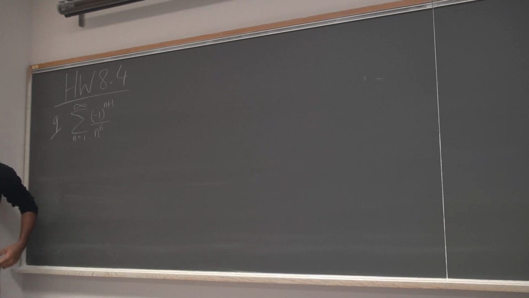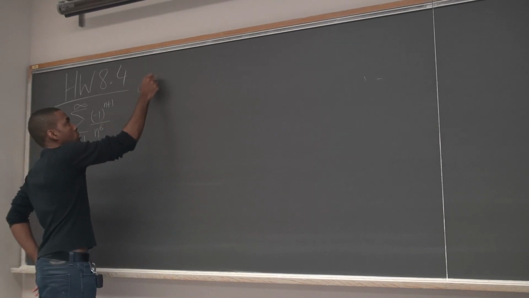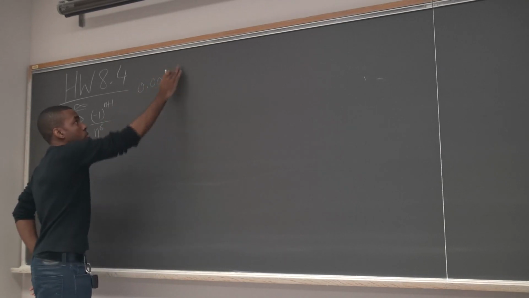So the series is convergent. What term of the series do we need to add in order to find the sum to indicate its accuracy? And the error here is 0.0005? Yeah.